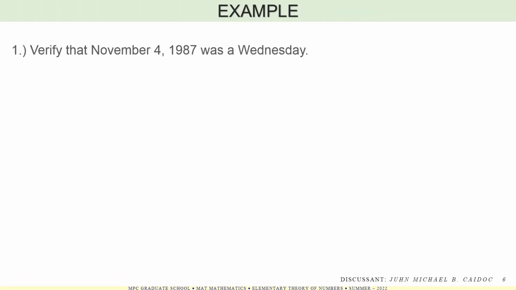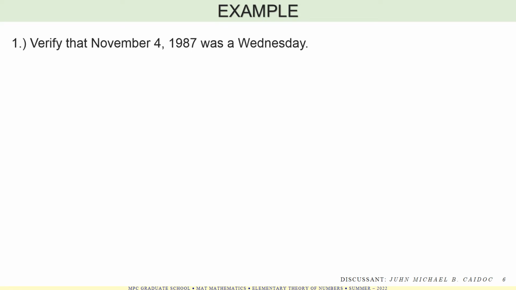Now, let's have our example. Verify that November 4, 1987 was a Wednesday. Here are our given values. D is equal to 4 for the day, M is equal to 9 for the month, Y is equal to 87 for the last two digits of the year, and C is equal to 19 for the first two digits of the year.